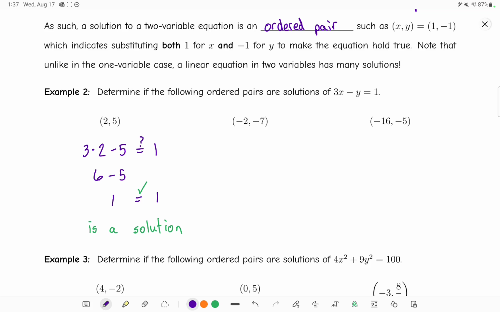Do the same thing for (-2, -7). So 3 times -2 minus -7. Does that equal 1? 3 times -2 is -6. Minus a negative is plus 7. -6 plus 7 is 1. 1 does equal 1, so this is a solution.